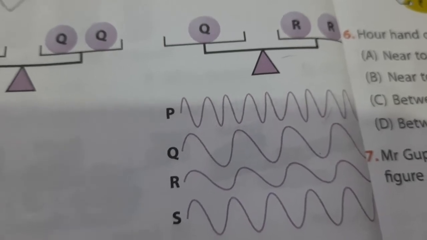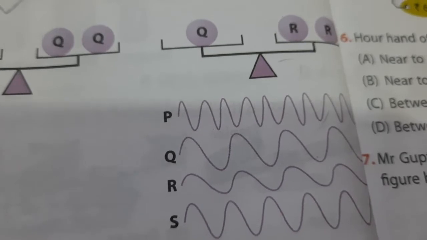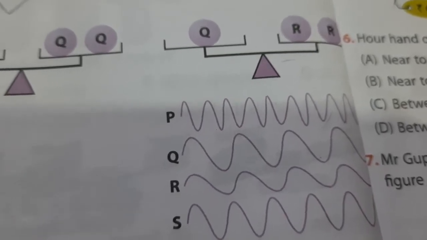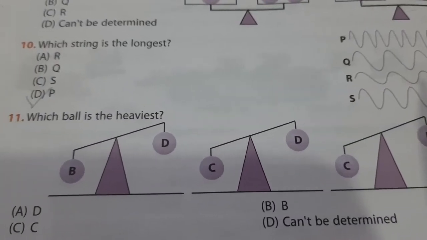And when you straighten it up, it's going to be lengthier than the others. So the longer one is P. And hence option D, which is P, should be the answer to this question. Please tick it. Let us look at the next question, question number 11.